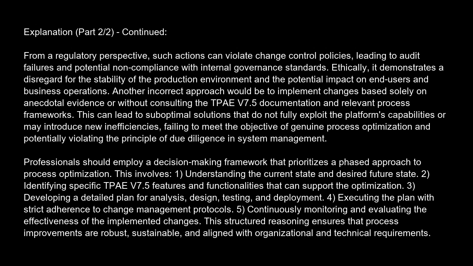Professionals should employ a decision-making framework that prioritizes a phased approach to process optimization. This involves: 1. Understanding the current state and desired future state. 2. Identifying specific TPV7.5 features and functionalities that can support the optimization. 3. Developing a detailed plan for analysis, design, testing, and deployment. 4. Executing the plan with strict adherence to change management protocols. 5. Continuously monitoring and evaluating the effectiveness of the implemented changes. This structured reasoning ensures that process improvements are robust, sustainable, and aligned with organizational and technical requirements.